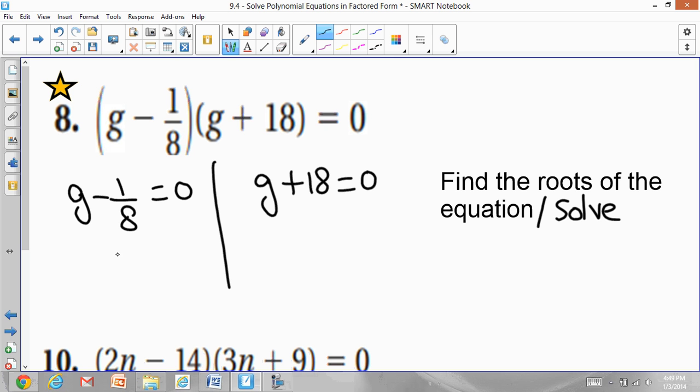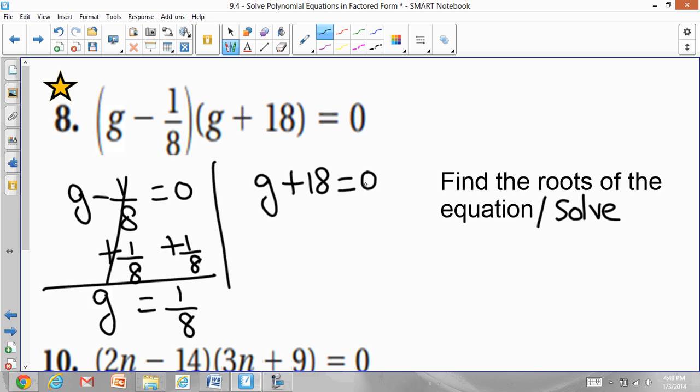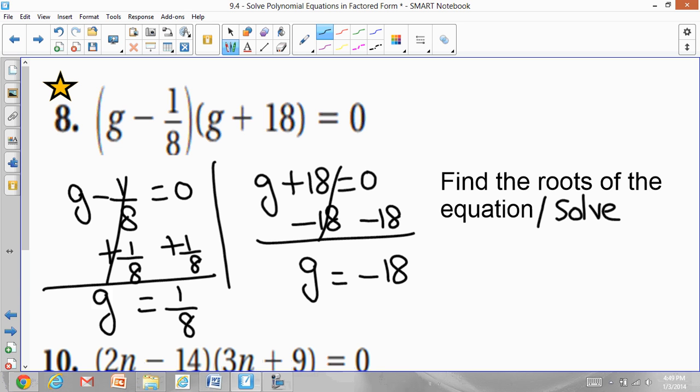So this will be a one-step equation, plus 1/8 on both sides. Cancel. You get g is equal to 1/8. Go to the right side, minus 18 on both sides. Cancel. You get g equals negative 18. So solving the equation or finding the roots means your g can either be 1/8 or it can be negative 18.